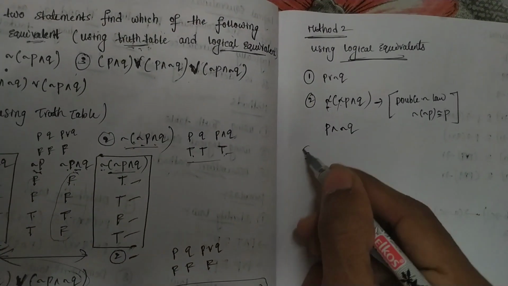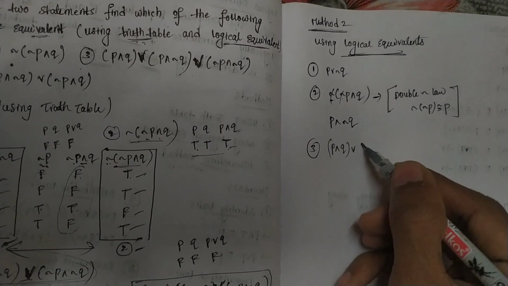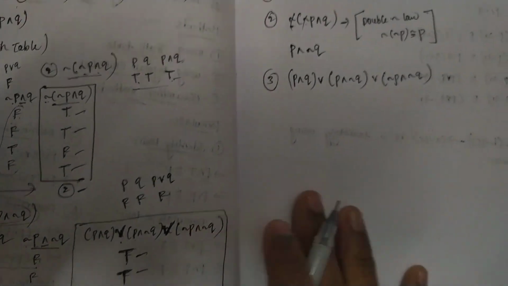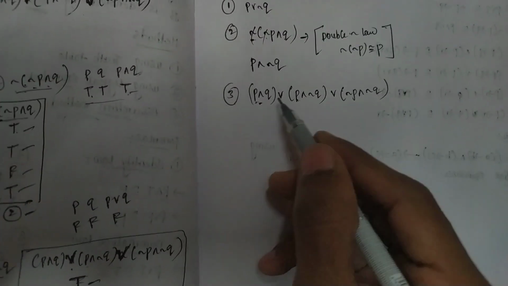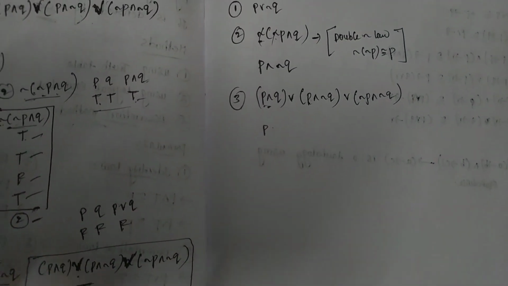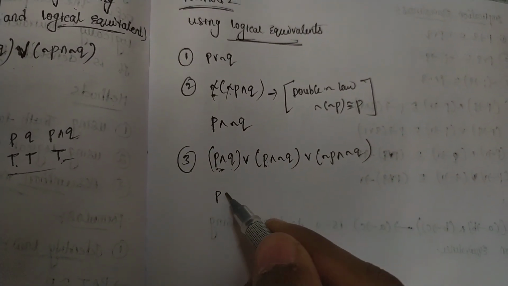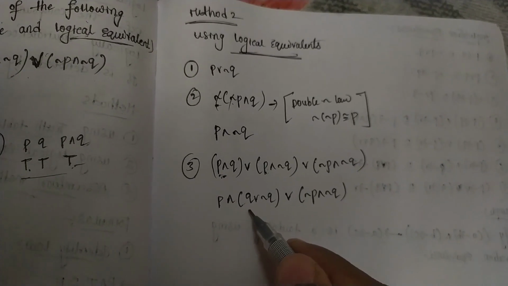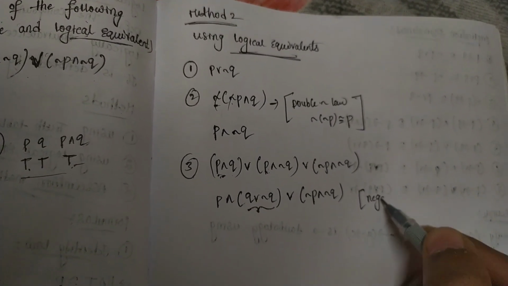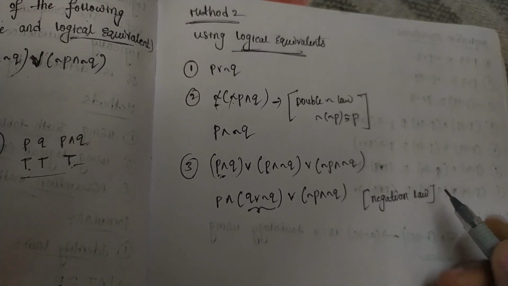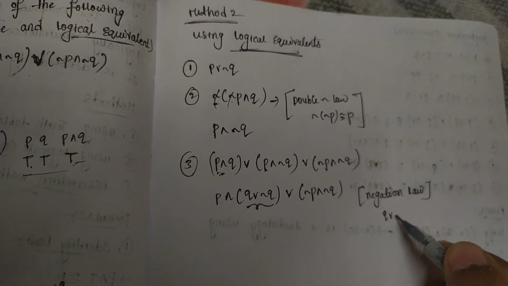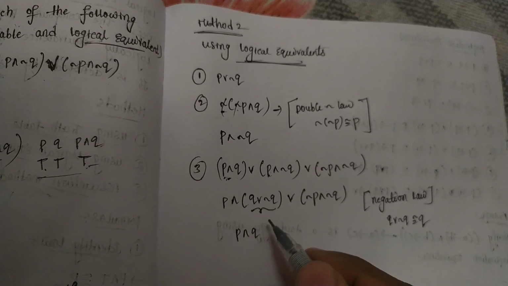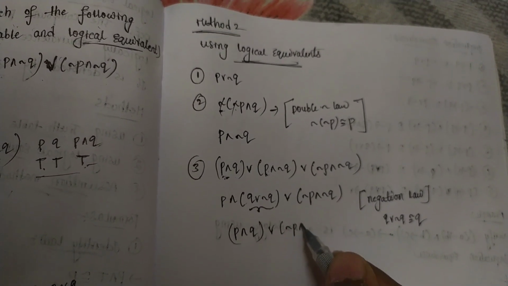Taking the third one, given P and Q or P and negation Q or negation P and negation Q. Here in these two you can see P is common, so take P as common, and we get P and Q or negation Q or negation P and negation Q. Here you can see that it is in the form of the negation law. Negation law means Q or negation Q is equivalent to T only. So by applying this formula we get P and T or negation P and negation Q.